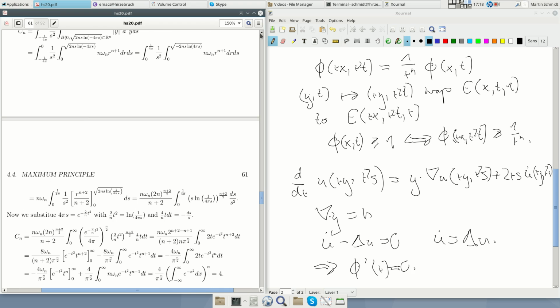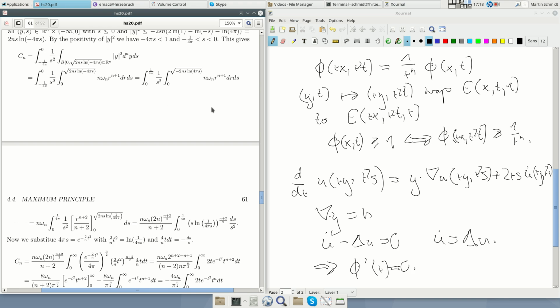Okay, now we can calculate. Now we integrate this integral over dr. The antiderivative is of course r to the power of n plus 2 divided by n plus 2. The n omega n we put outside. Here the first integral we call, and then we insert this boundary, and then we get this expression. And then we insert this.